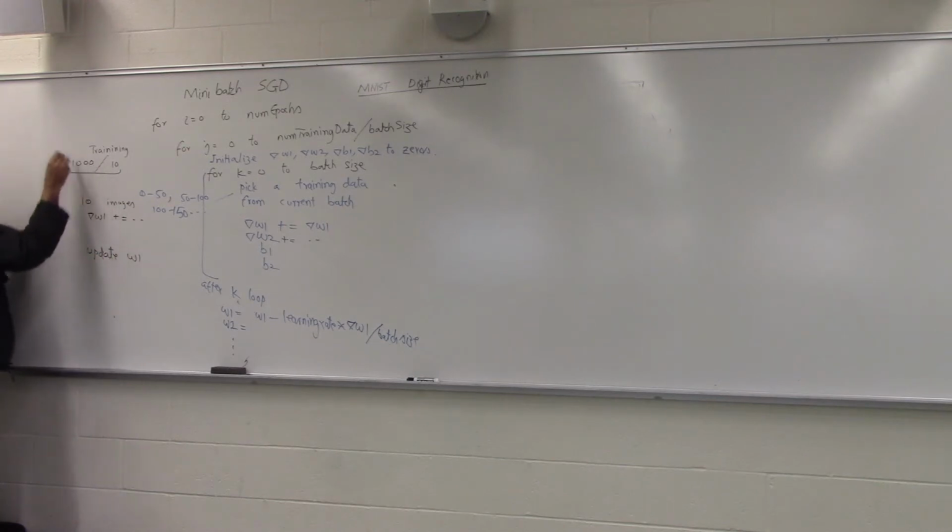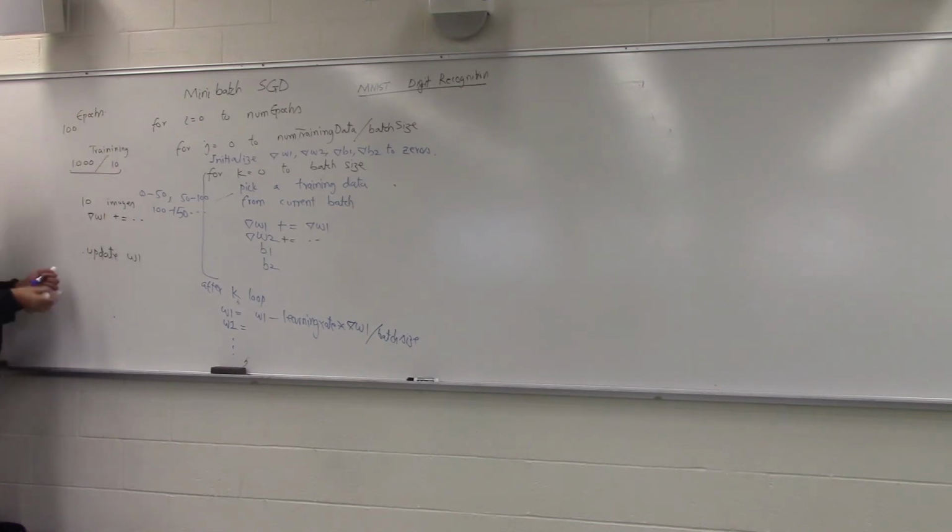So if your outer loop is 100 epochs, then 100 times 100, you will do 10,000 updates, as opposed to 100,000 if it was totally stochastic gradient descent. So it's fewer updates. Then how does it turn out to be better?